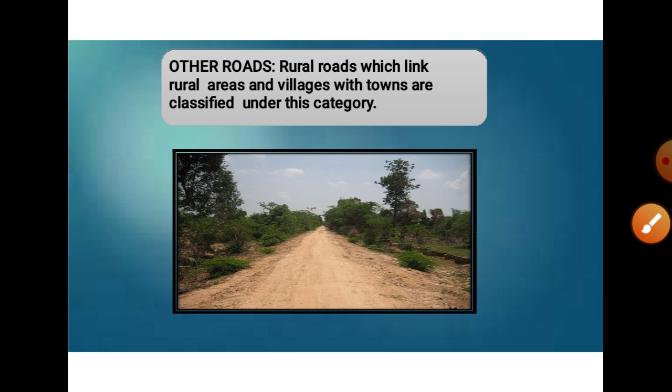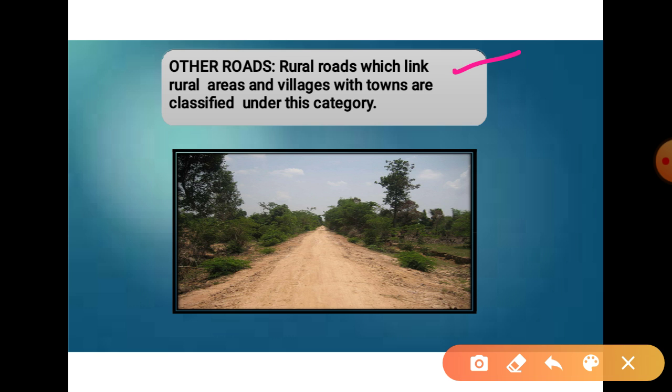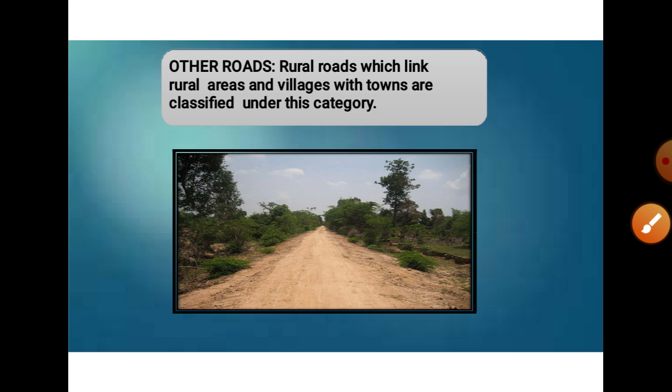Then the next category is other roads. Basically, these are the rural roads which link rural areas and villages with towns, and the different kinds of roads which improve the connectivity between different areas of rural areas and towns come under this category.